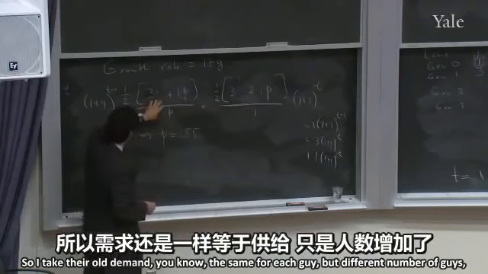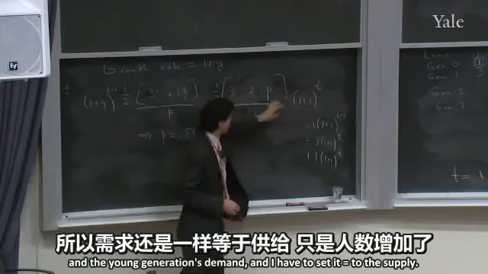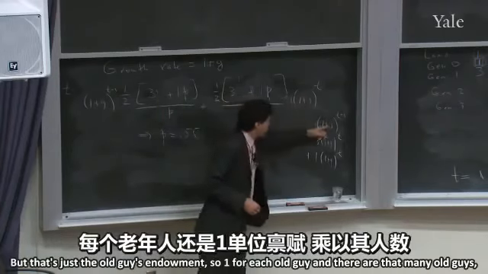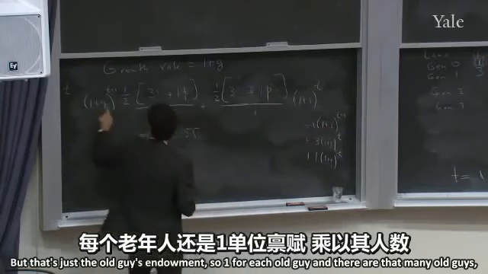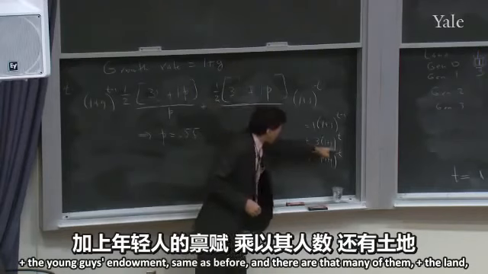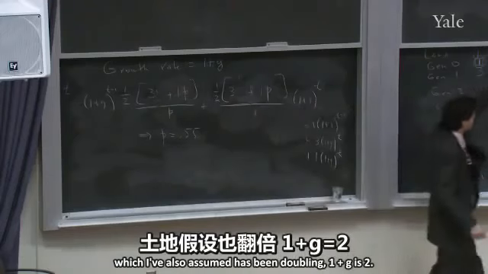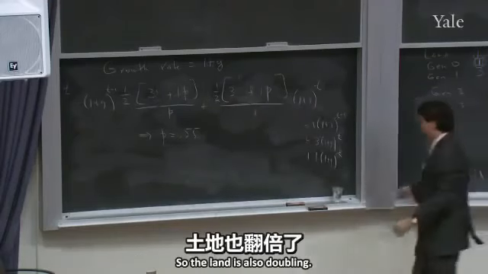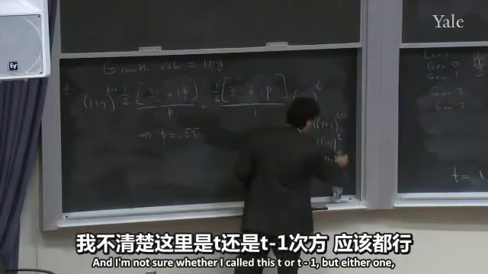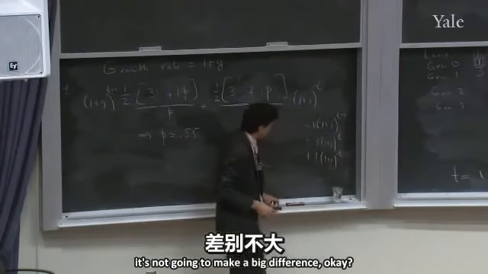So I take their old demand, the same for each guy, but a different number of guys, and the young generation's demand, and I have to set it equal to the supply. But that's just the old guy's endowment, so 1 for each old guy, and there are that many old guys, plus the young guy's endowment, same as before, and there are that many of them, plus the land, which I've also assumed has been doubling. 1 plus g is 2, so the land is also doubling. And I'm not sure whether I call this t or t minus 1, but either one, it's not going to make a big difference. Okay?